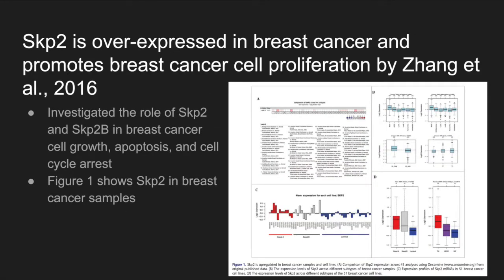An article by Zhang et al. investigated the role of SKP2 and SKP2B, an isoform of SKP2, in breast cancer cell growth, apoptosis, and cell cycle arrest. Figure 1 shows that SKP2 is upregulated in breast cancer samples, though it varies across different subtypes.